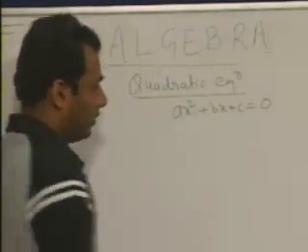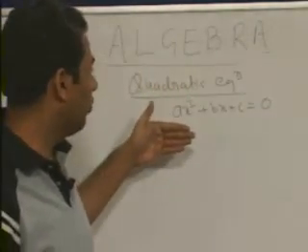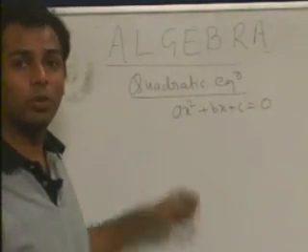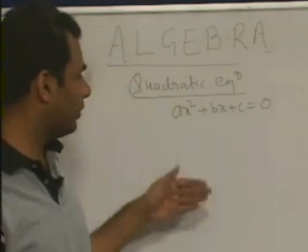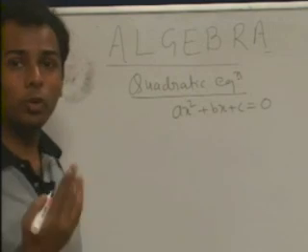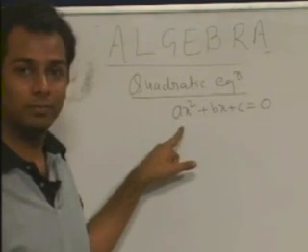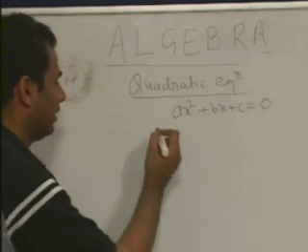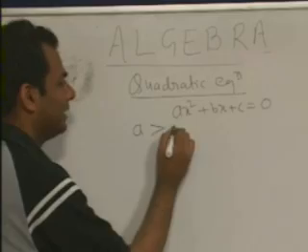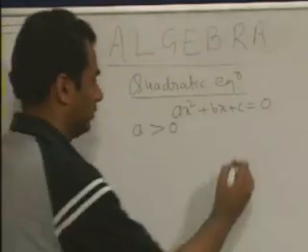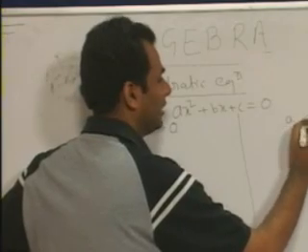Now, once I have discussed the nature of the roots, the next important thing is the graph of the quadratic equation. Remember, there are only two possibilities. It depends on the value of a. So, I just put the graph here. The first case, when a is greater than 0, and the second case, when a is less than 0.